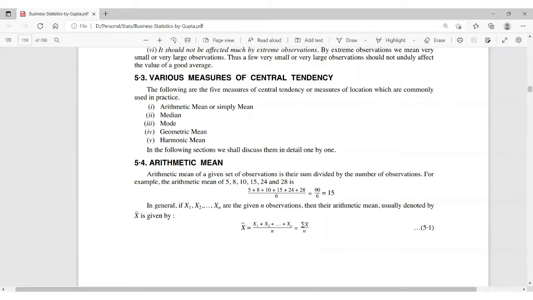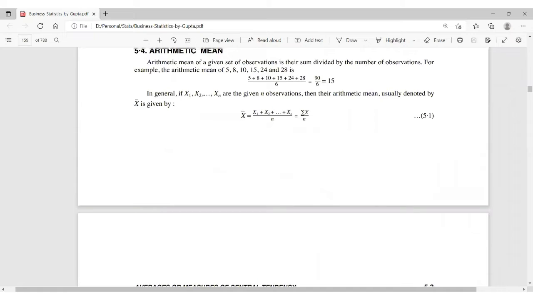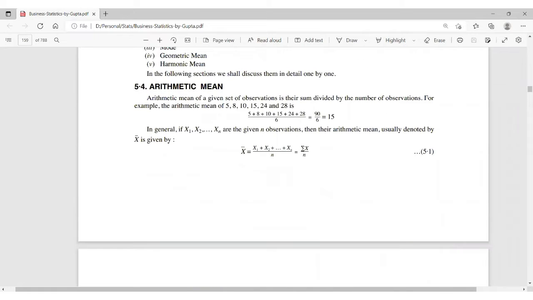Now, is it clear? Yes, sir. One by one. Okay, fine. First, arithmetic mean. In short form, we write it as AM, arithmetic mean. Right? Okay. Now we have already done types of data.